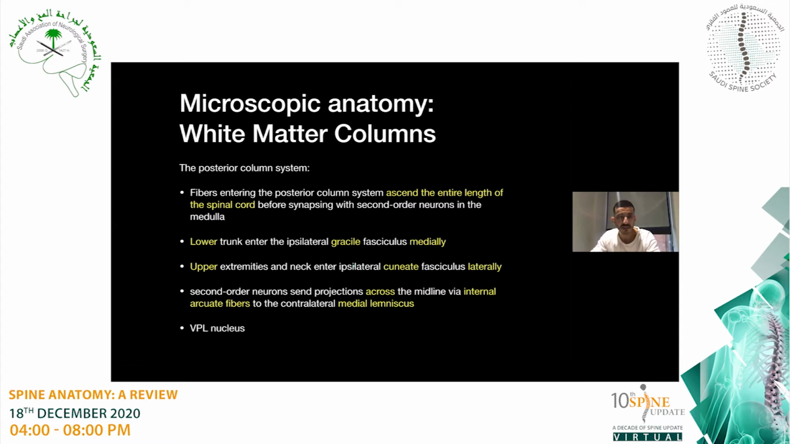And the decussation for the posterior column is high up in the medulla, the upper part of the medulla. That's really important to know. So it decussates through the internal arcuate fibers and goes to the contralateral medial lemniscus, and it ends up in the VPL nucleus of the thalamus. So the spinothalamic decussates 2 to 3 levels up. For the posterior column, it decussates in the medulla, after ascending to the gracilis and cuneatus.